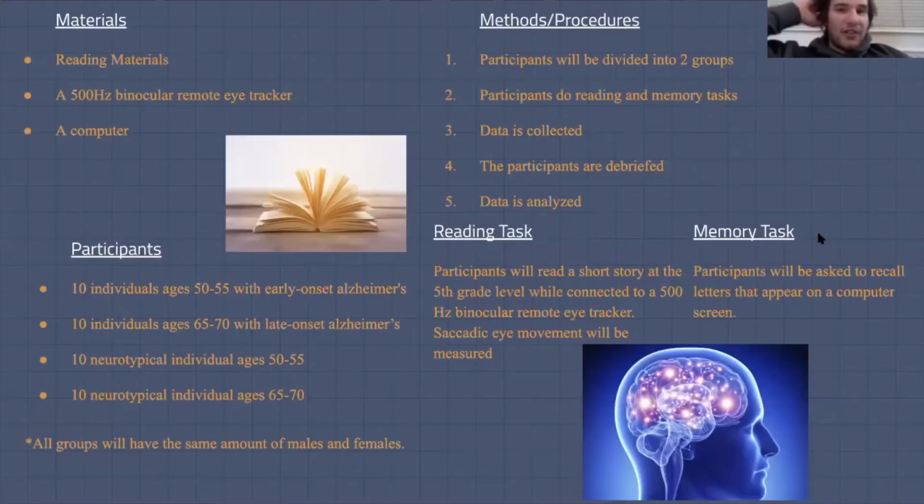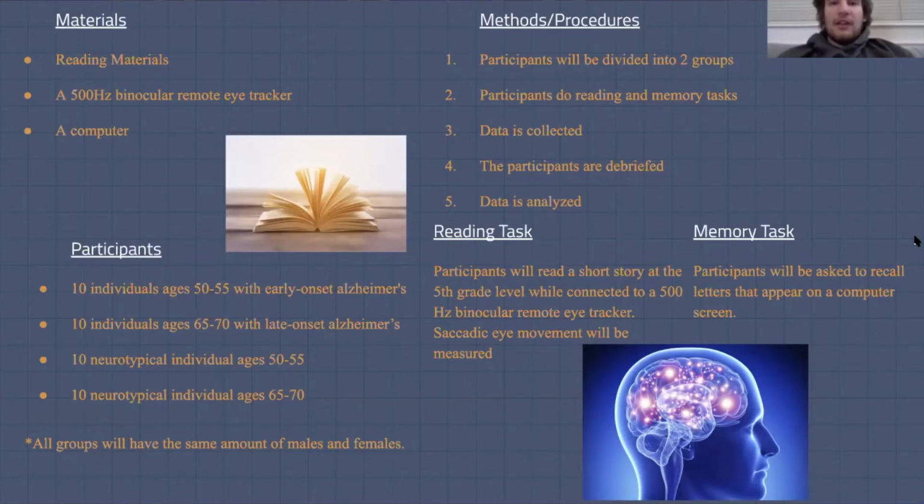Going on to the methods and materials, we decided for our experiment that there were a few materials that we absolutely needed. The first, to test reading speed, it's pretty obvious we need reading materials. Specifically, we want to get a short story or a series of short stories at the 5th grade level. So people with Alzheimer's are capable of understanding and reading, and same with people who may not be as well educated who are participating in the experiment.